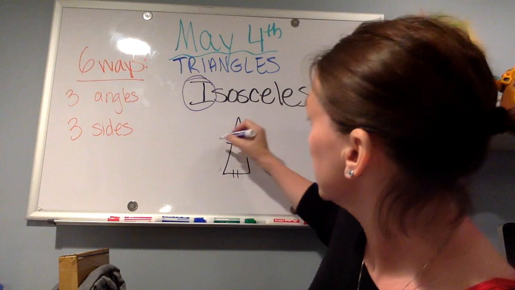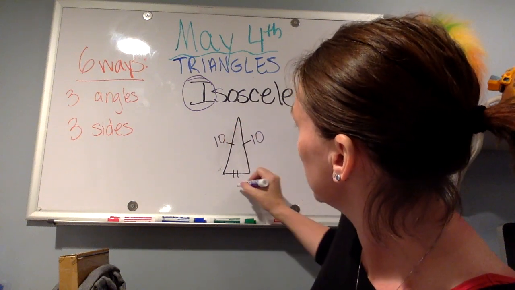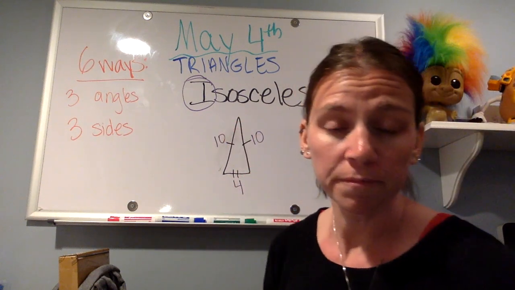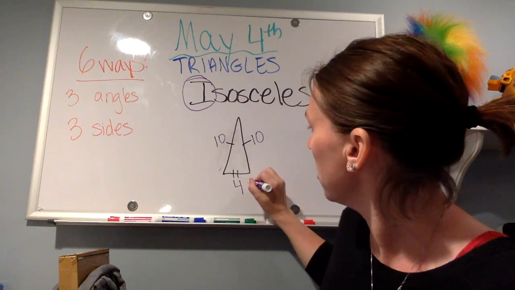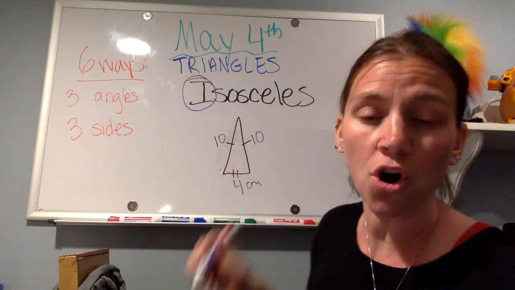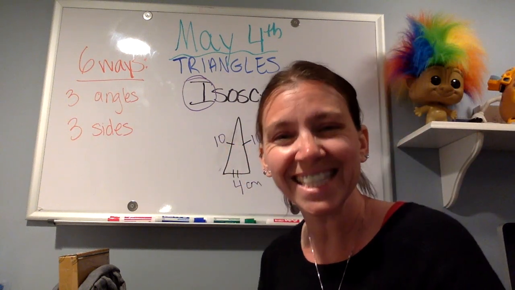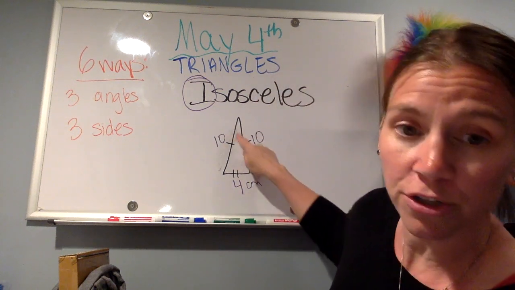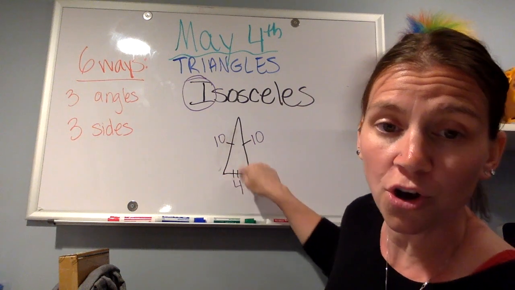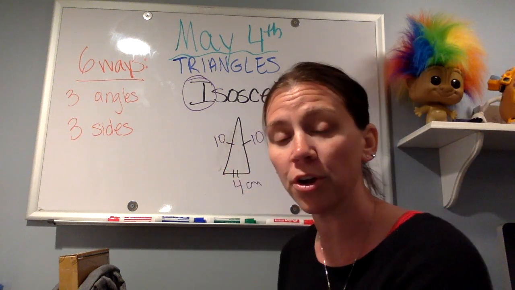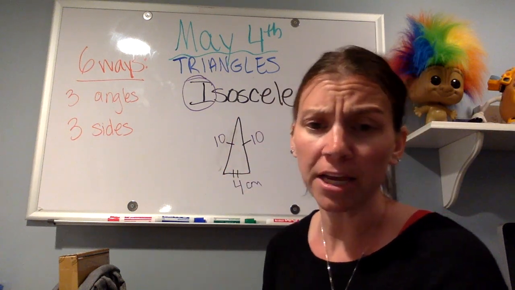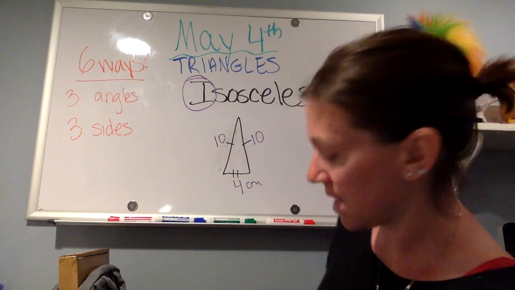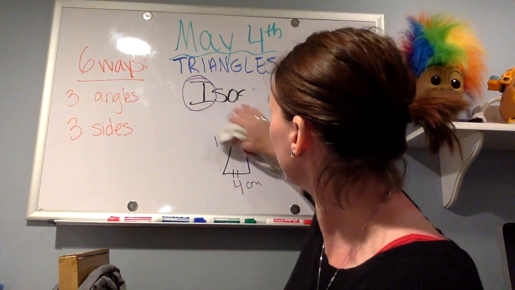So this might say 10, and this might say 10, and this might say 4, okay, centimeters, whatever. But 2 of the sides are the same, is an isosceles triangle. So not only is this an isosceles triangle, it's also an acute triangle because look, all of his angles are little. So like I said, I can classify it both ways, isosceles or acute, okay?